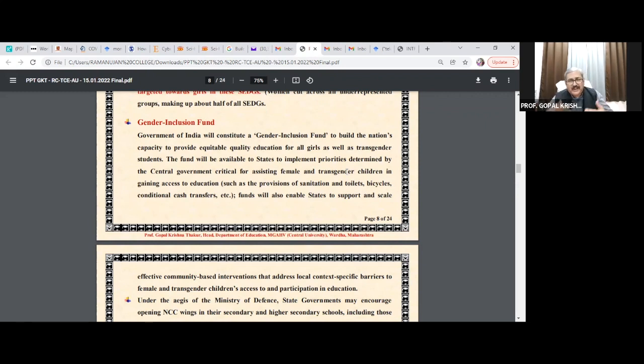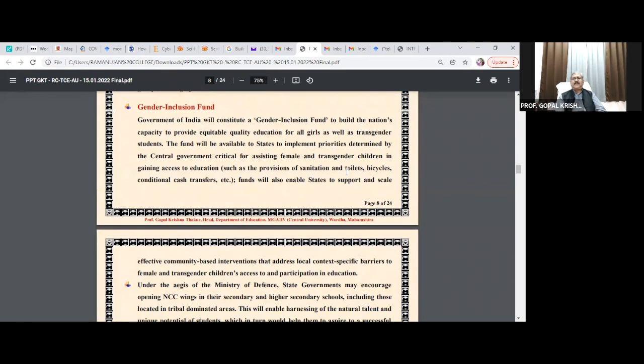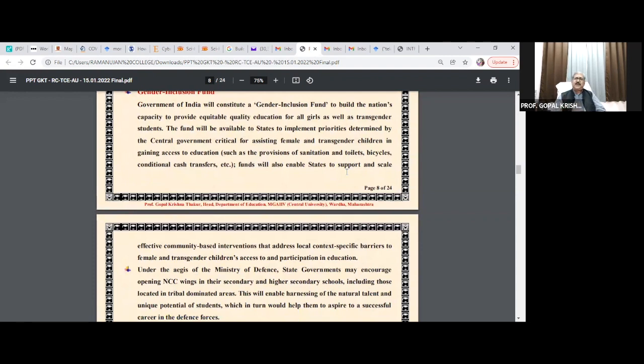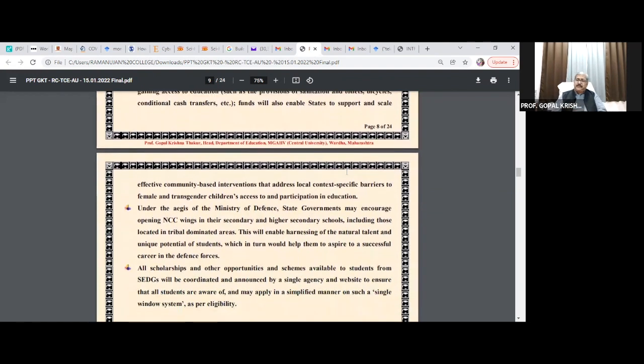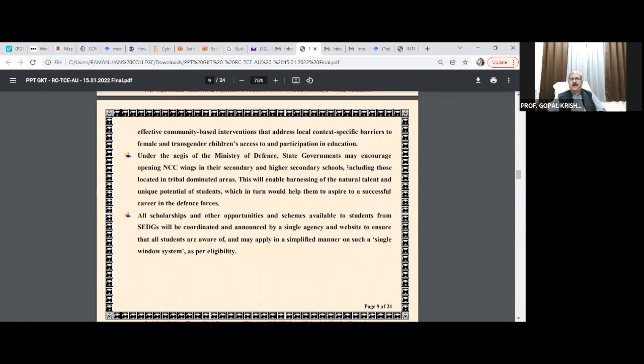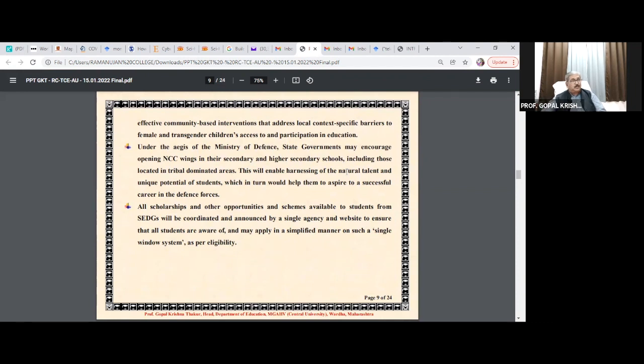They can read, they can study better, they can try to achieve their goals in their lives. So these things will be there through this gender inclusion fund. Apart from the gender inclusion fund, apart from the setting up of SEZs, special education zones for socio-economically disadvantaged groups, it is the recommendation of the National Education Policy document that under the aegis of the Ministry of Defense, the state governments may encourage opening NCC wings in their schools and colleges.